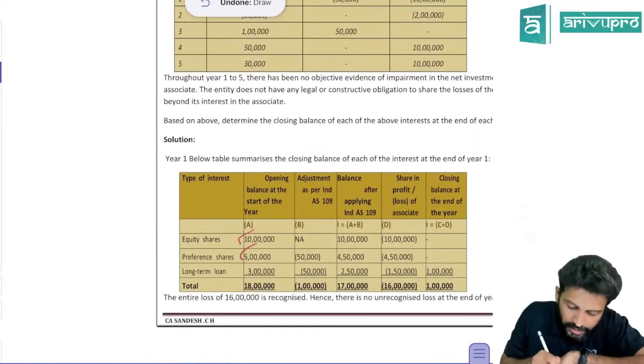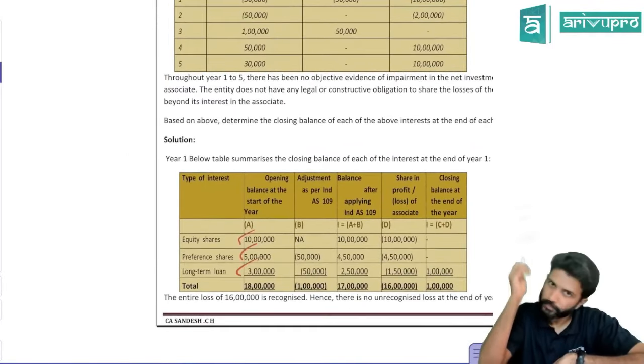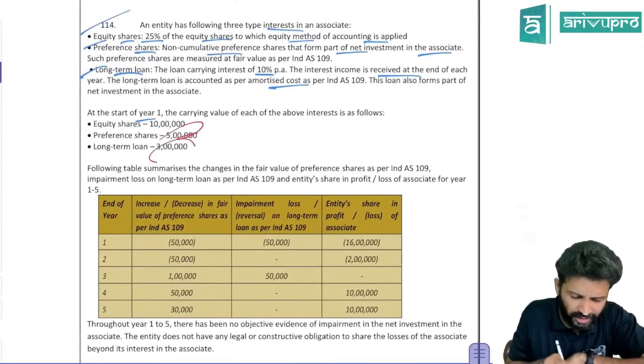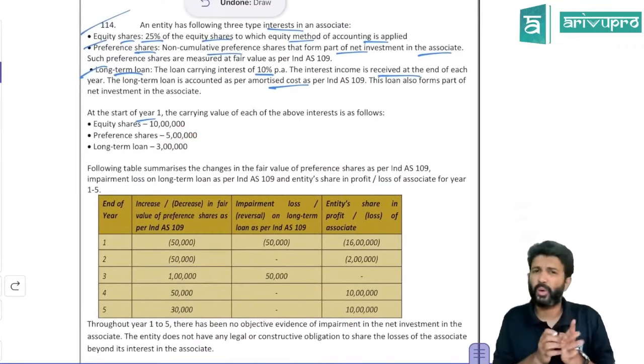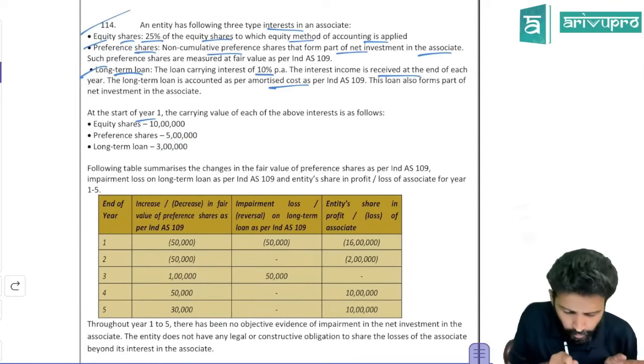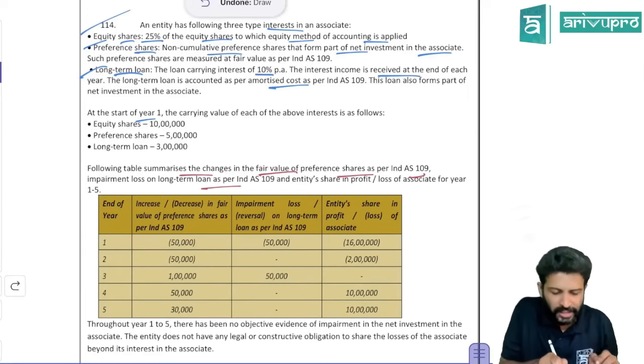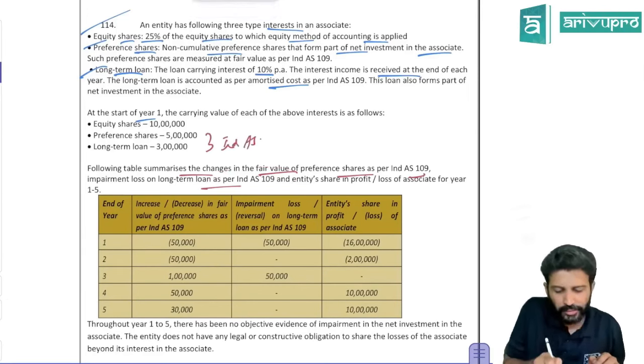Equity ka 10, preference shares ka 5, long-term loan ka 3. Okay. All right. Now they've given. So obviously, sir, if it is preference shares and long-term loan, obviously you have to account it as per Ind AS 109. So the following table summarizes the changes in fair value of preference shares as per Ind AS 109 and impairment loss on long-term loan. So obviously these two have to be accounted as per Ind AS 109.